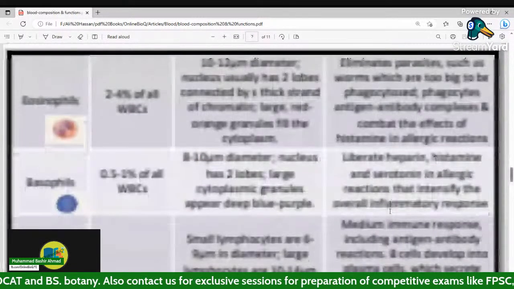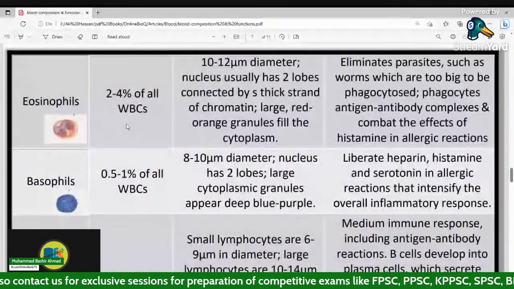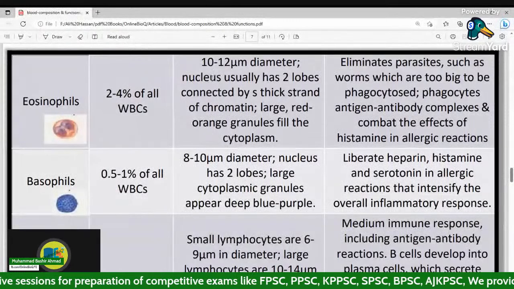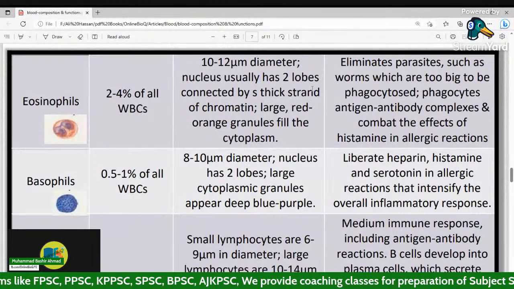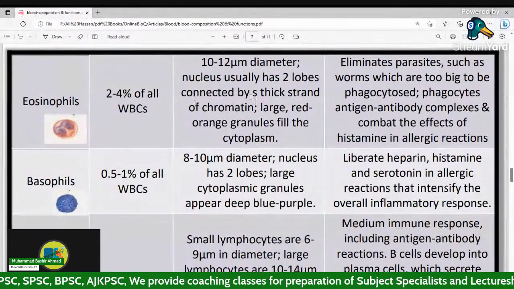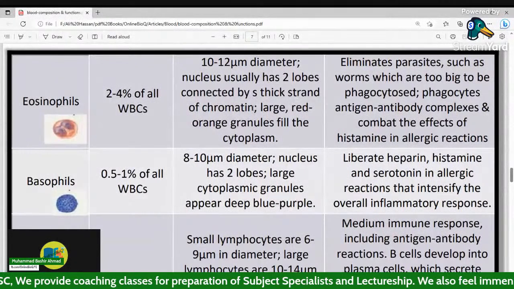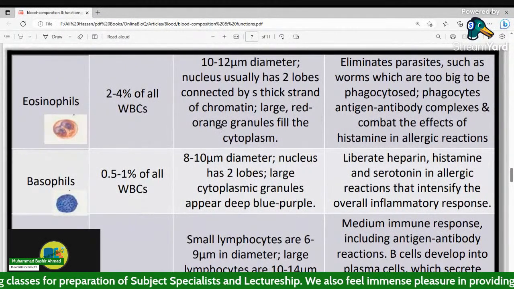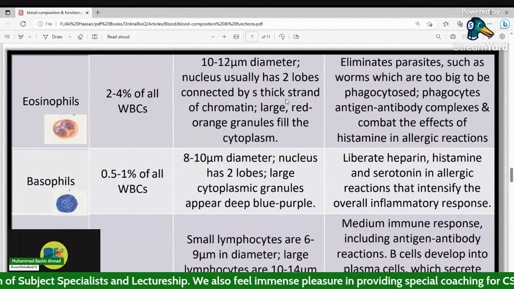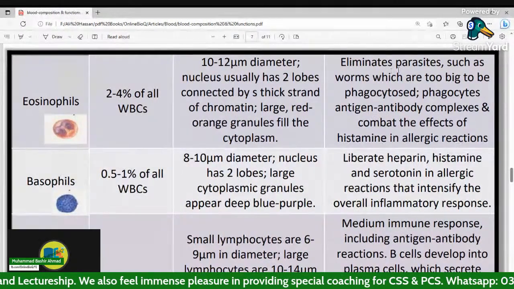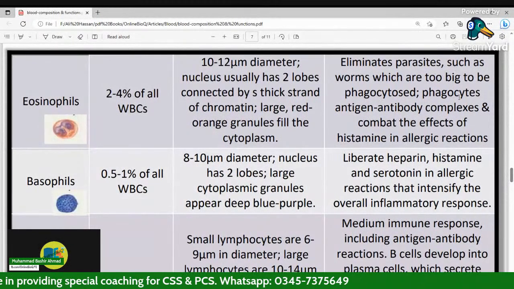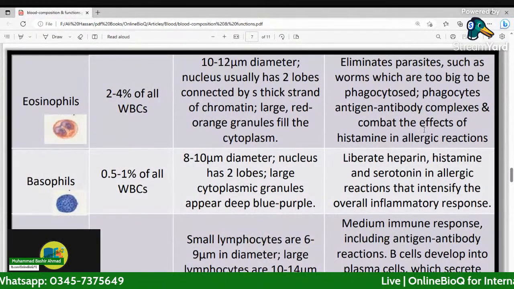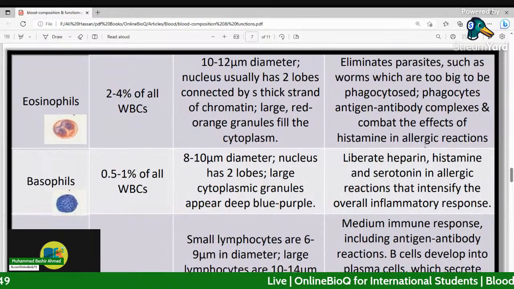And eosinophils, these are 2 to 4% of all white blood cells. These range in diameter from 10 to 12 micrometer. The nucleus usually has two lobes connected by a thick strand of chromatin. Large red-orange granules fill the cytoplasm. These eliminate parasites, meaning these also play a role in defense, such as against worms which are too big to be phagocytosed. They phagocytose antigen-antibody complexes, and combat the effects of histamine in allergic reactions.